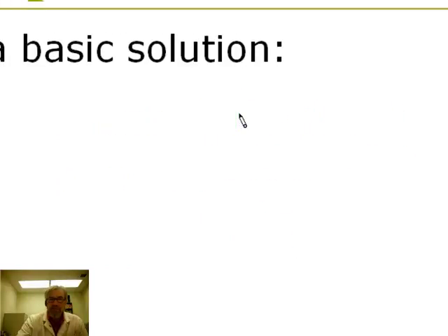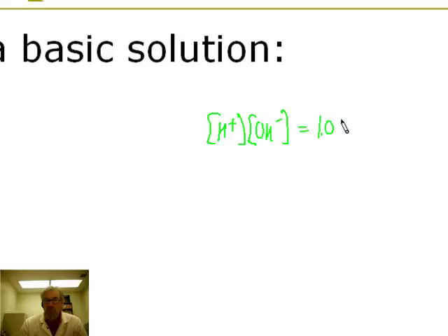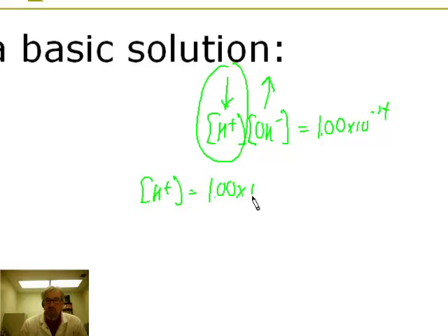How about in a basic solution? Well, in a basic solution, there's more OH minus present than there is H plus. We know in any aqueous solution, the concentration of H plus times the concentration of OH minus has to be 1 times 10 to the minus 14th. That number never changes. So if this number is getting bigger, it can only be because this number is getting smaller. So the H plus concentration has to be less than what it is in water. So in pure water, we saw already H plus concentration is 1.00 times 10 to the negative 7th, which leads us to a pH that is equal to 7.